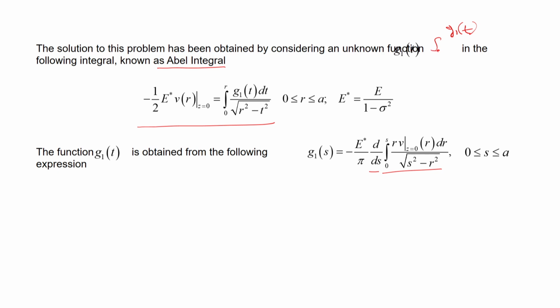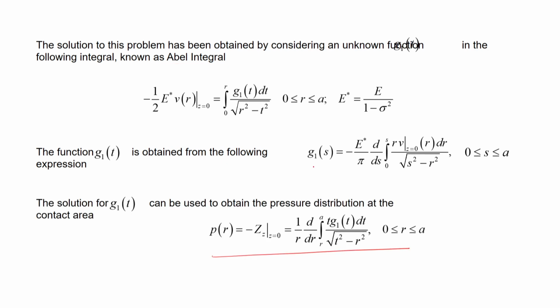These expressions are derived by mathematicians like Abel, and we will not worry about how they have been derived, but we will use these results for obtaining our solution. So here the expression for g1 that we derive, we substitute over here, and then we do again the integration and then differentiation and obtain this pressure distribution. That is the way it is.